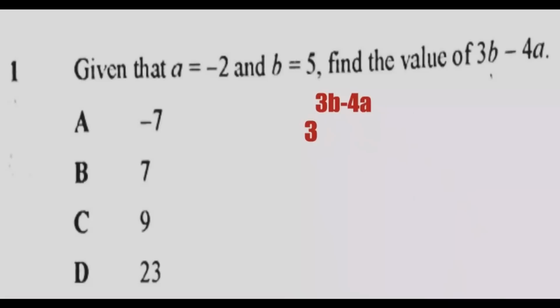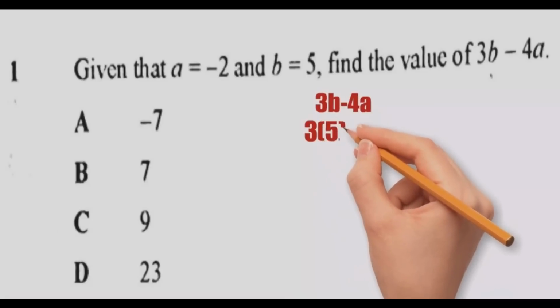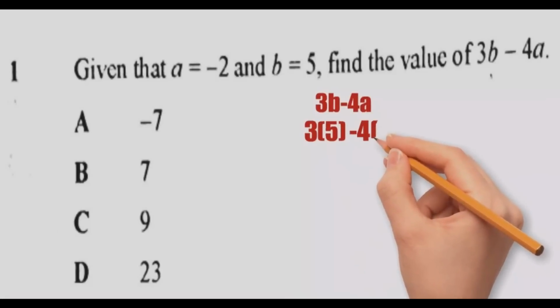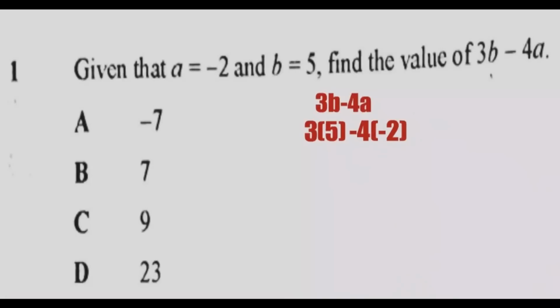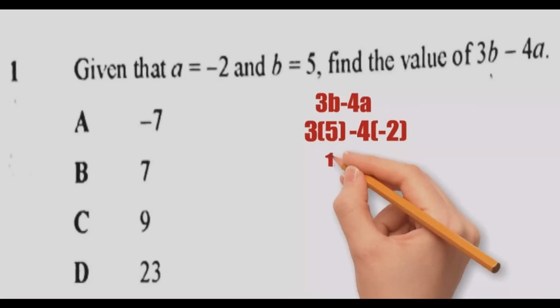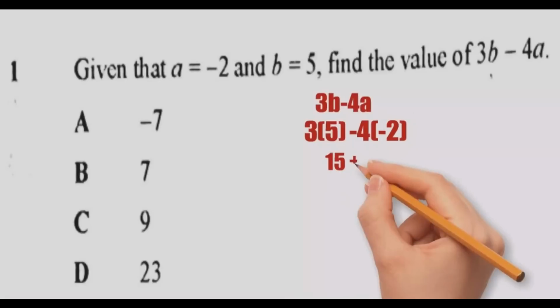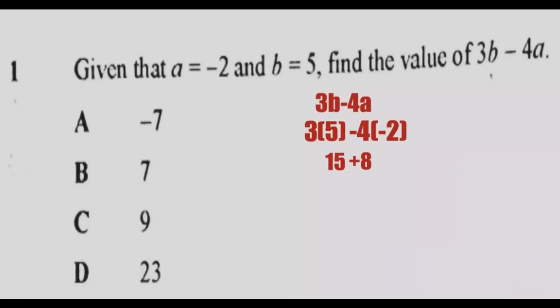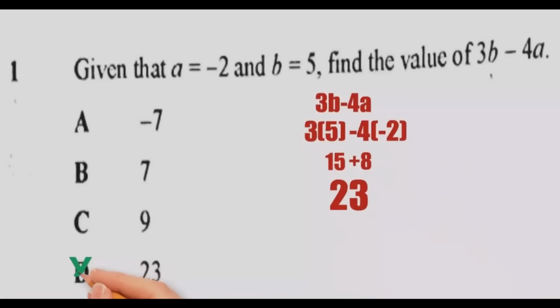3, so what is the value of B? That is 5. So I'm going to say 3 open bracket 5 close bracket minus 4 multiplied by -2. Once I've done that, the next thing is to evaluate. 3 by 5 will give me 15. Then -4 by -2 will give us +8. Then 15 plus 8 will give us 23. So the correct answer here is D.